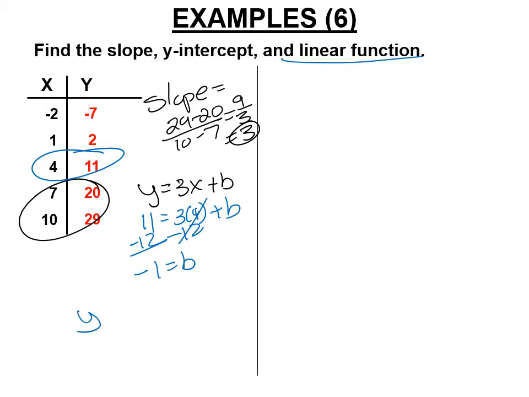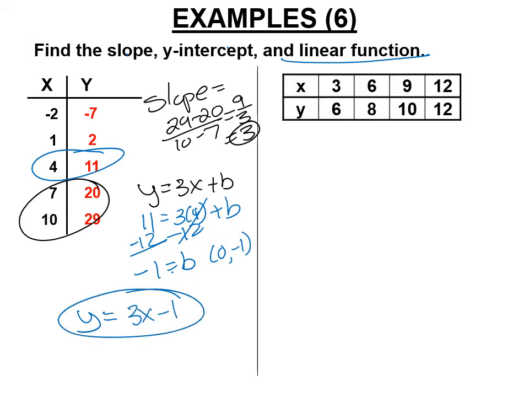So what was the linear? It says find the slope. We did that. Find the y-intercept. We did that. Well, really, I should have written that. And then what is the linear function? Y equals 3x minus 1. Same thing here.